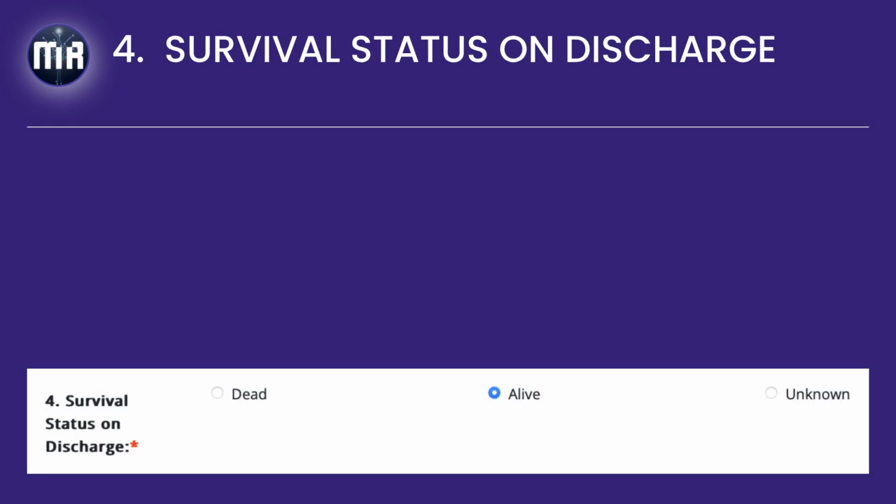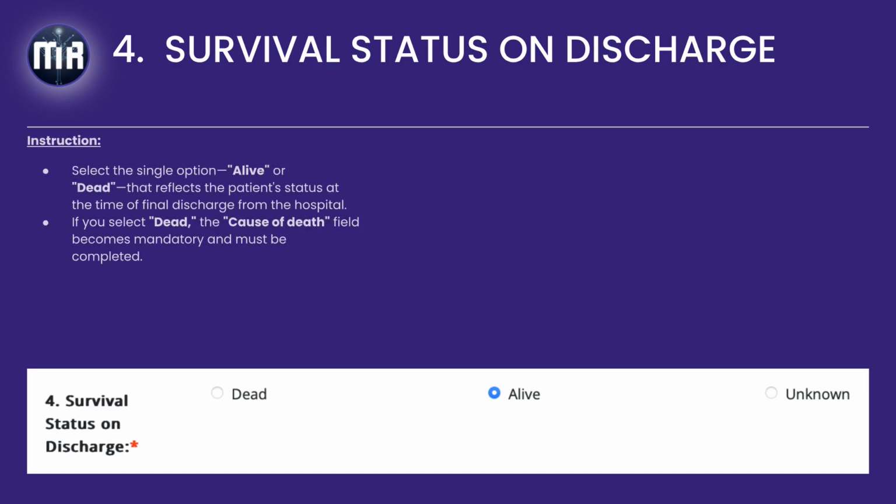We now arrive at what is arguably the most important single data point in the entire Malaysian Trauma Registry, field number 4, survival status on discharge. This field serves as the primary outcome measure for the patient's entire journey. Your instruction here is to select the single option, either alive or dead, that reflects the patient's status at the time of their final discharge from the hospital.